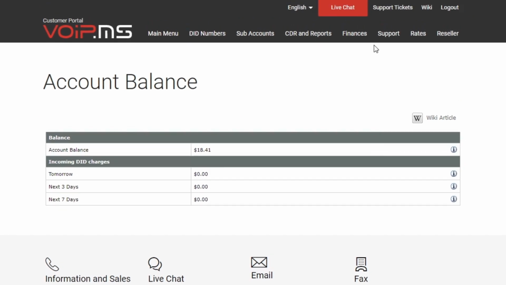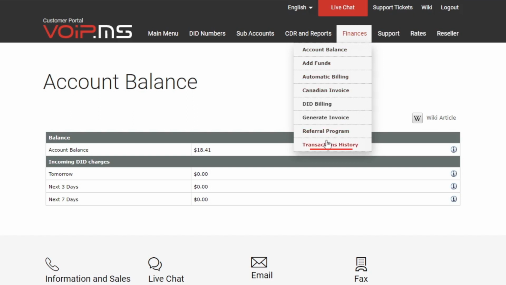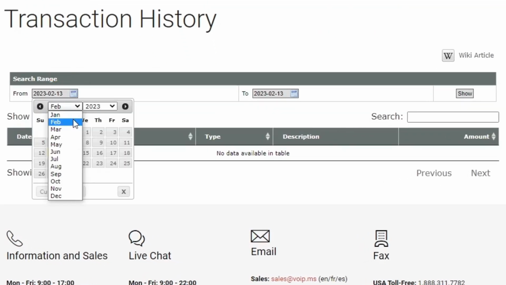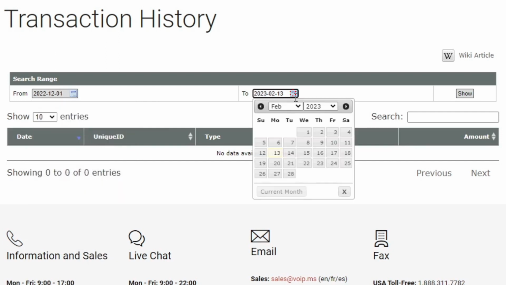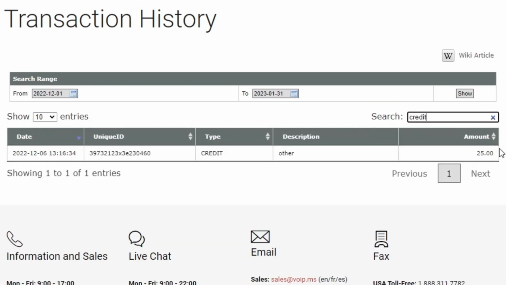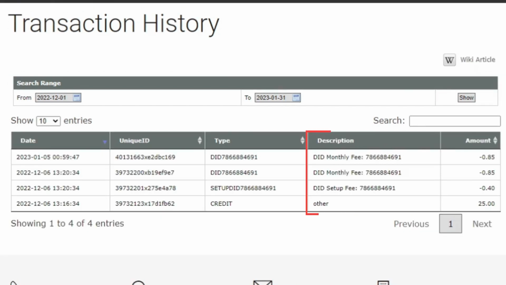If you are looking for more detailed information about account usage, you can check your transactions history. As you can see, you can select a date range to monitor your account activity during a given period. There, we also provide you with a search field to look for a specific activity, such as when was the last time you added funds to your account.